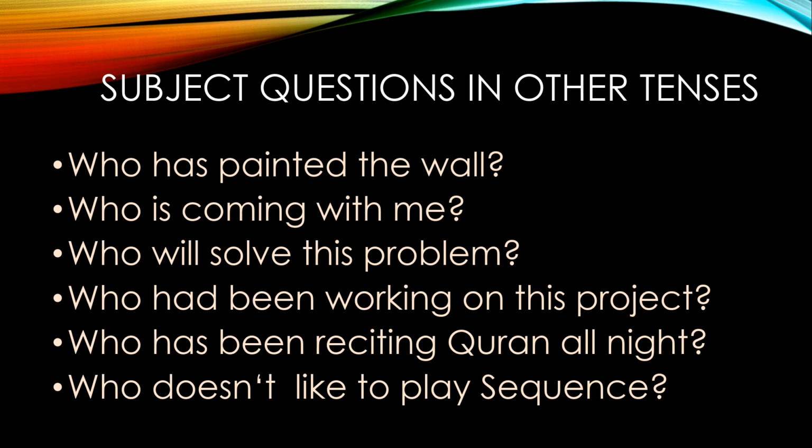Let's look at some examples with other tenses. Who has painted the wall? Has painted is present perfect. Who is coming with me? This is present continuous. Who will solve this problem? Future indefinite. Who had been working on this project?